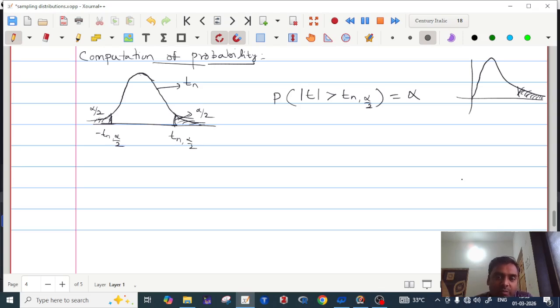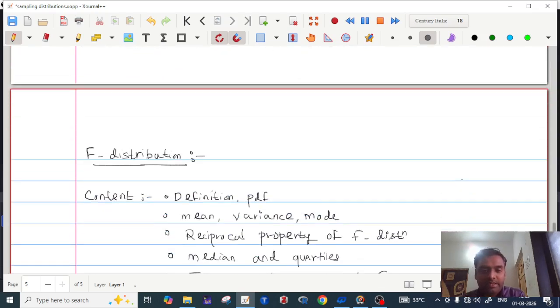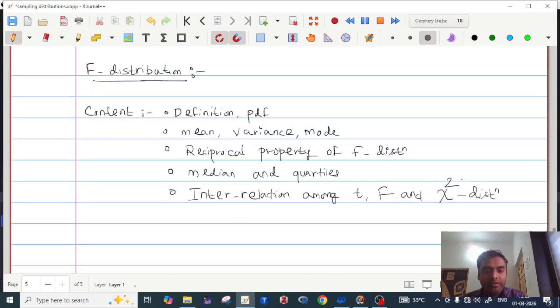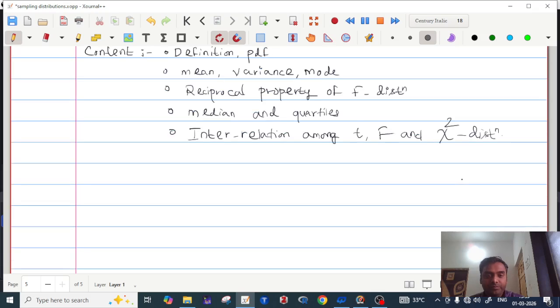So this way the probabilities are given and we can find them from the statistical table. How to find the probabilities, we will solve in examples in our next lecture. That's it. So this is over for the t distribution, and now let's discuss the F distribution.